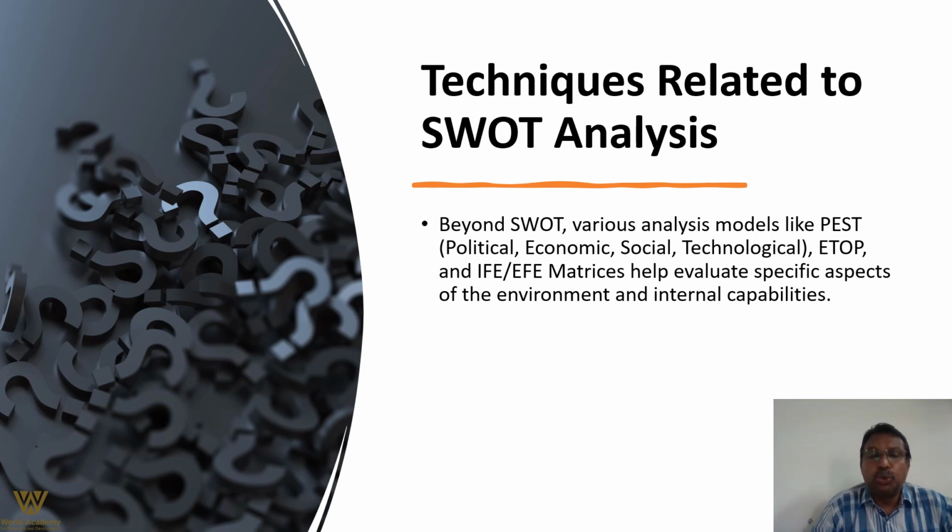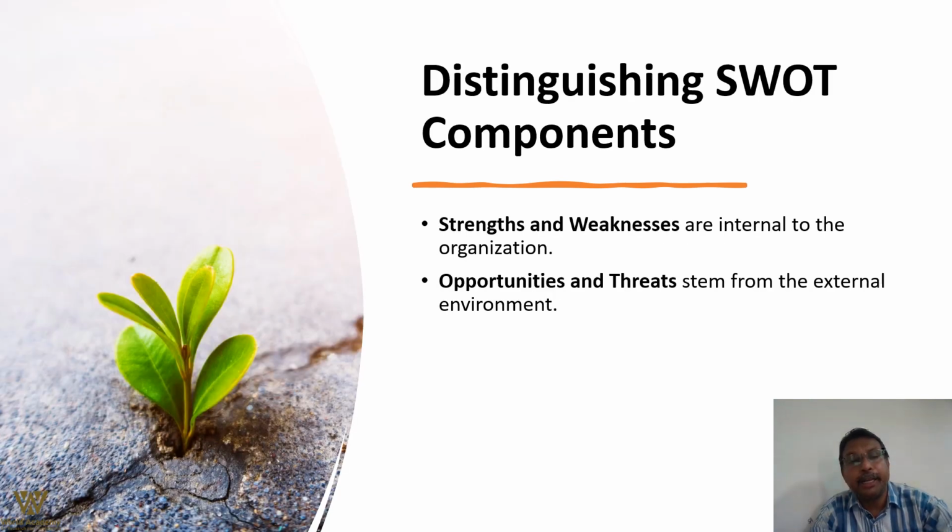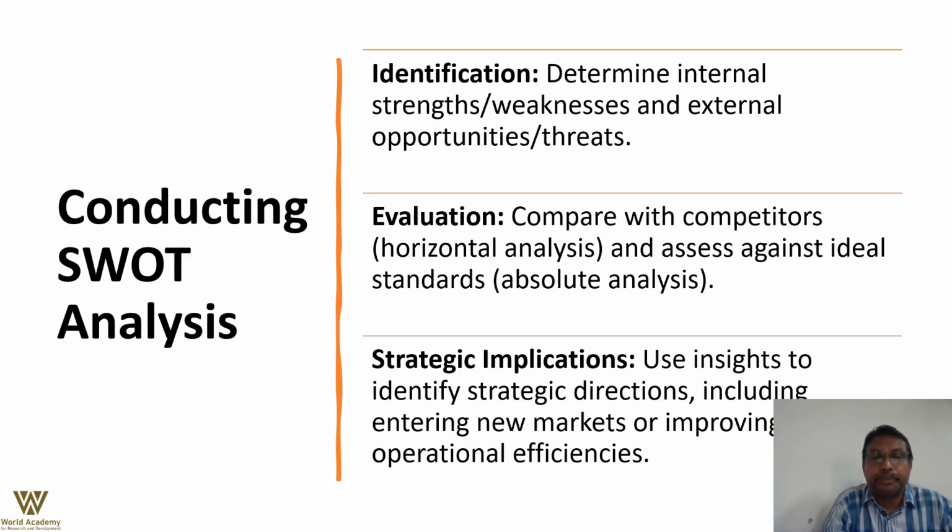So the technique relates to SWOT analysis. Beyond SWOT, there are various models like PEST. PEST is political, economic, social, and technological. ETOP, environmental threat opportunity profile. IFE, internal factor evaluation, and EFE, external factor evaluation matrices help you to evaluate the right aspects of the environment and internal capabilities. Now, we need to distinguish the SWOT components, the strengths and weaknesses, what we are looking into.